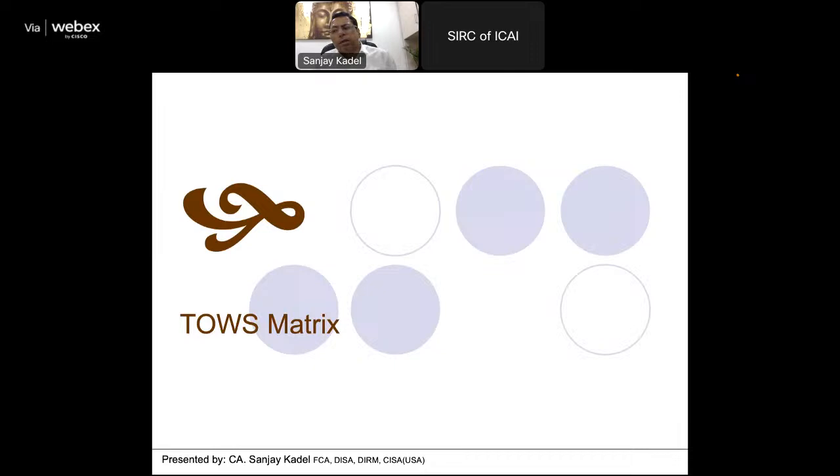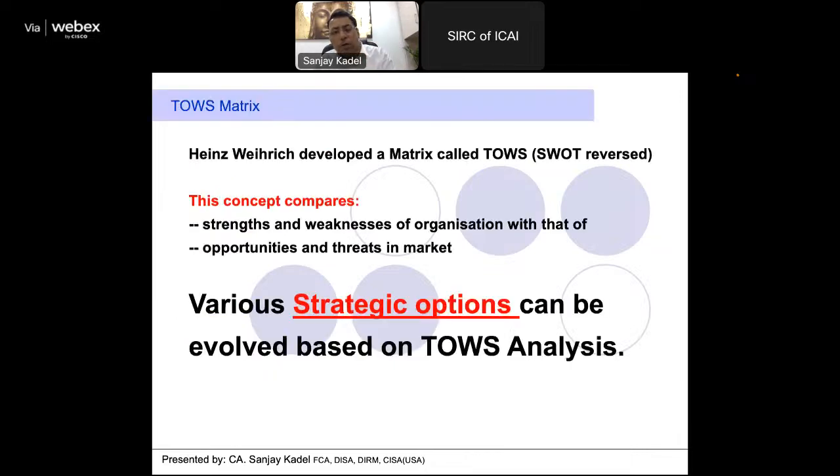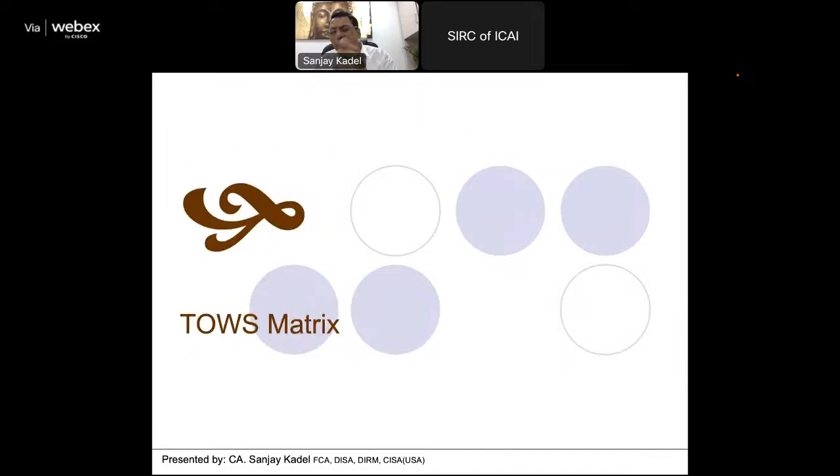Then there is one concept called the TOWS matrix. If you observe, the TOWS matrix is a reverse of the word SWOT. Now, why is this? The TOWS matrix has been designed by an author called Heinz Weihrich. He developed this matrix based on SWOT analysis. So he should not be using the same name and confuse people. He put a new name, but the base is still SWOT. So he used the same letters, SWOT, in reverse, and made it the TOWS matrix.